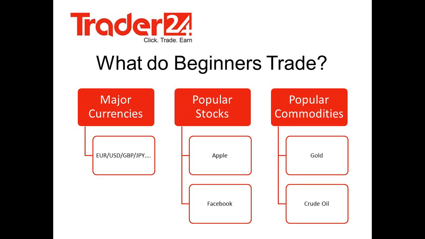Popular commodities. We offer gold trading and crude oil, also the 2 most popular commodities traded in the financial markets, and they're very profitable. They're quite volatile. They do fluctuate quite a lot throughout the day. But it's all about timing, and traders can make a lot of money with these popular commodities.